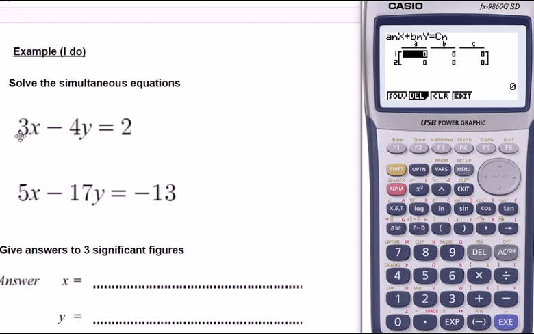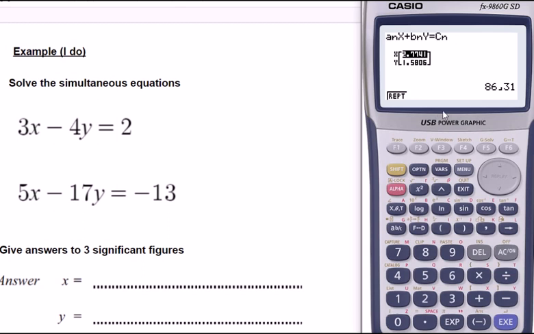Basically, 3x minus 4y equals 2. So you put in 3, minus 4, and 2, and then you just do the same again. So 5, minus 17, minus 13. Just like that, and then we just press solve, which is here, and it gives us our values.